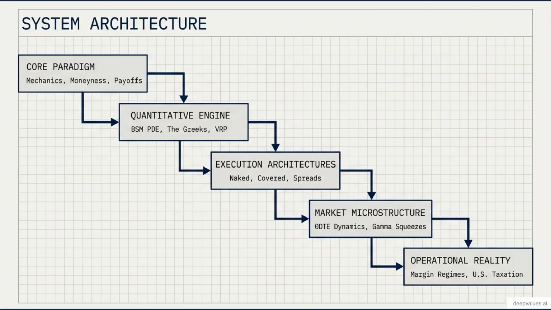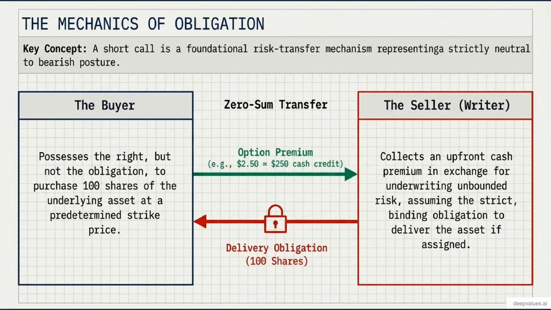Because I'm the one taking on the obligation. Exactly. You become the underwriter. If the buyer decides they want those shares, you are legally bound to deliver 100 shares of that underlying asset at the agreed-upon strike price. It literally does not matter how high the current market price has climbed. Right. And to compensate you for taking on that massive obligation, you collect an upfront cash payment from the buyer. That is the option premium.